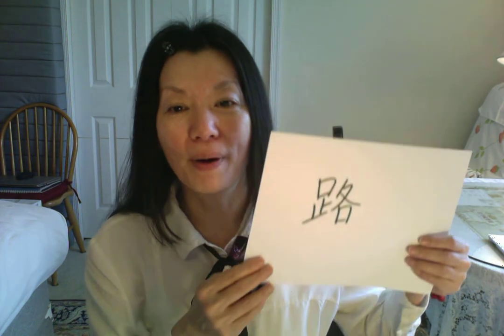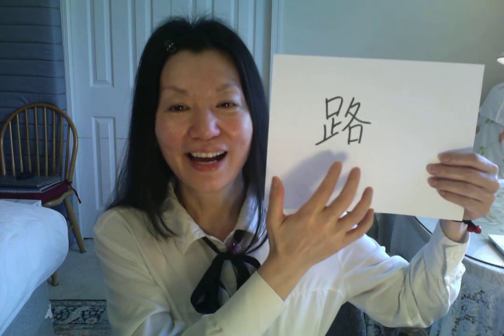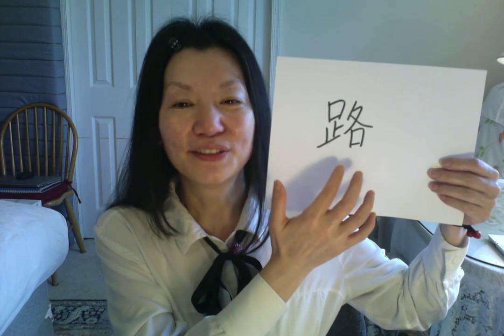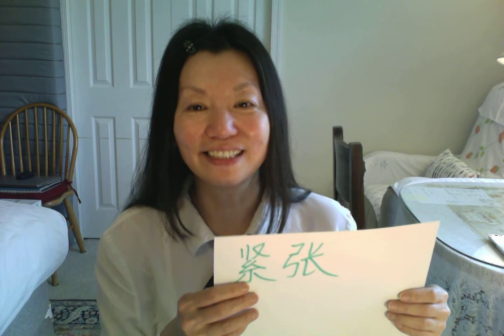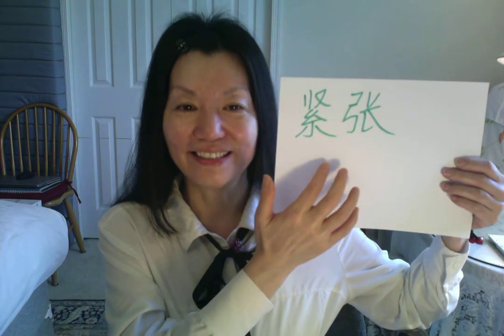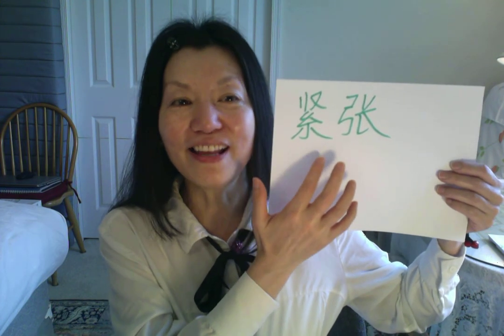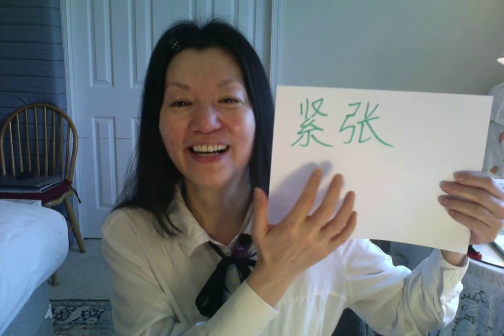Just a road or path. In Chinese, we just say the character now, right? 路, yes. 路, okay, one more time. 路, okay. Next, sometimes nervous. Yeah, me too, sometimes nervous. In Chinese, we say 紧张, one more time. 紧张, nervous. 紧张, okay.